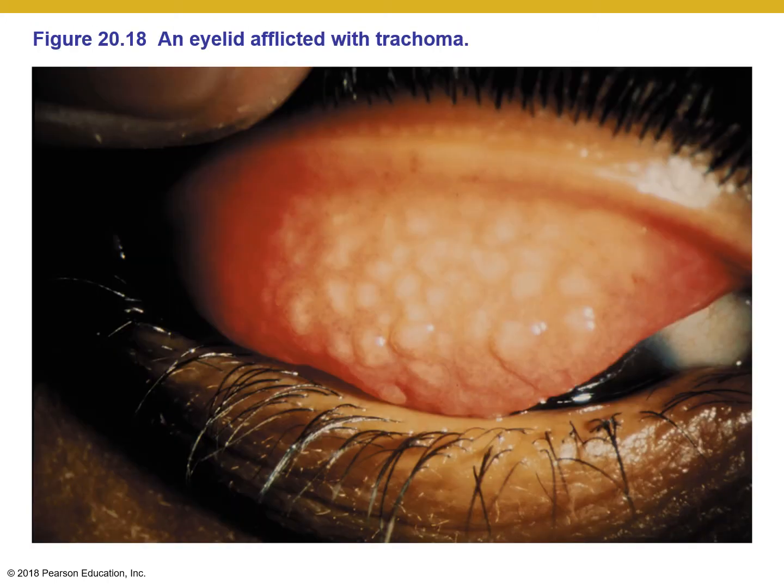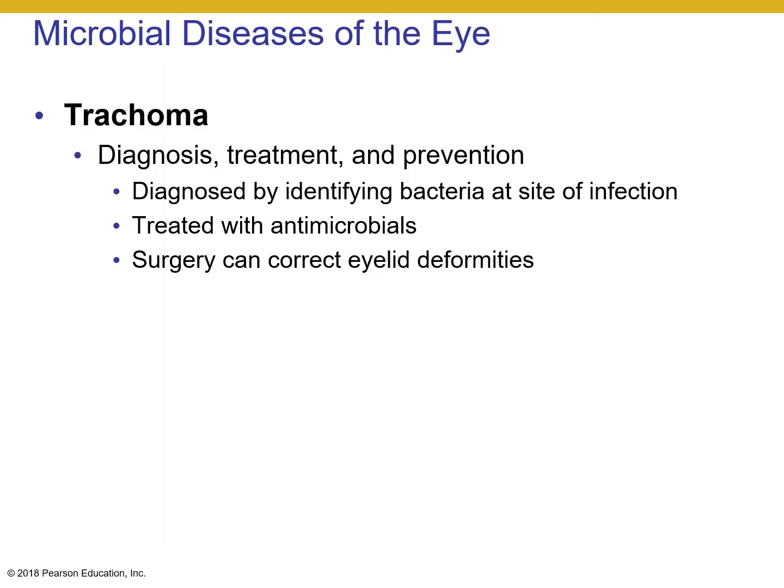So here we have the little pus packets in the eyelid. Yeah, stay away from chlamydia. Not a happy place. So, not good. Basically, you can diagnose by getting bacteria from the site of infection. You treat it with antibiotics. Sometimes surgery can correct the eyelid malformations. Might be able to correct the cornea.